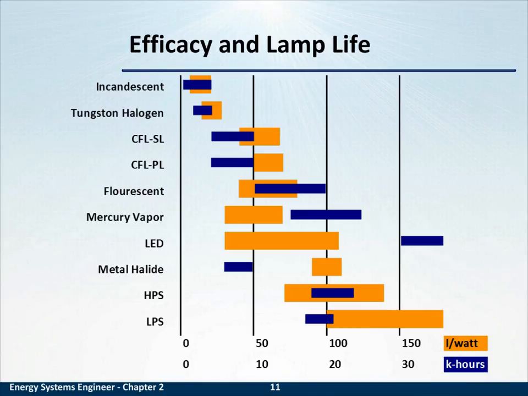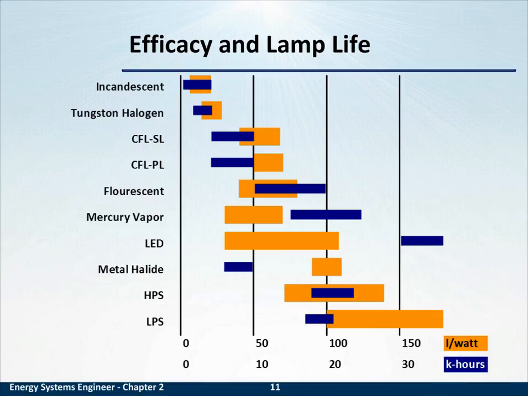Going forward, two of the most important performance characteristics of a lamp are efficacy and lamp life. Efficacy, its units are lumens per watt. How efficient is a lamp at producing lumens of light per watt input? The other is the lamp life. How long will it last in thousands of hours? You want a lamp that has a very high lumens per watt and a very high lamp life.